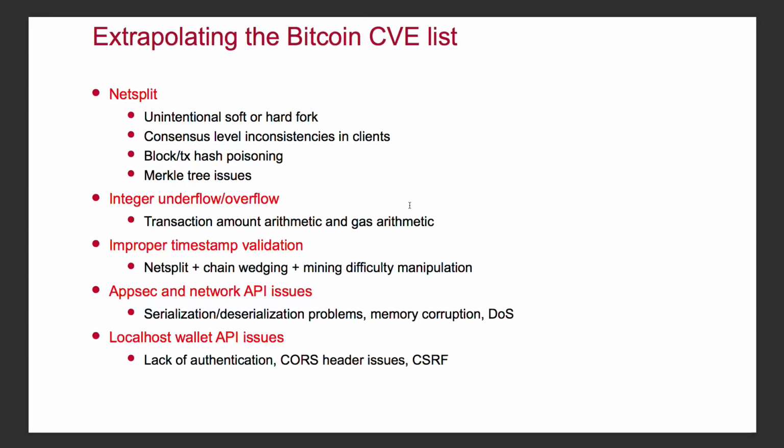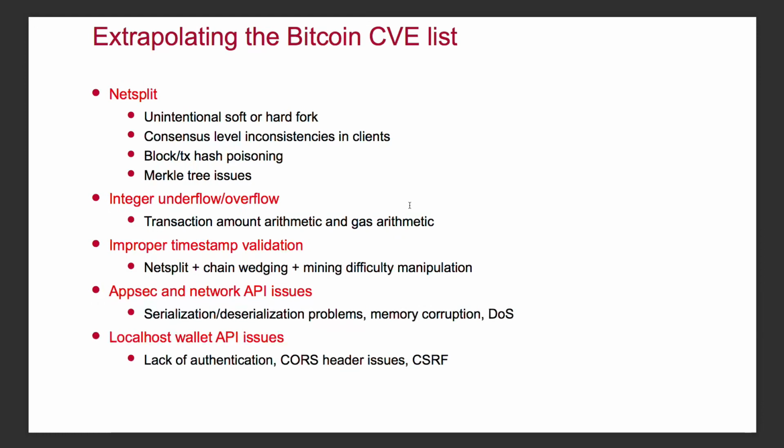And now when nodes are processing blocks, they need to validate this timestamp. And this, well, it's not super hard. It's not trivial either. And coins routinely get this wrong, and they just do the very first thing that comes to mind. Instead of that, they should look at how Bitcoin or Ethereum do it and do it that way. And this results in net split, also chain wedging, and mining difficulty manipulation. It's kind of a bug that's easy to find.